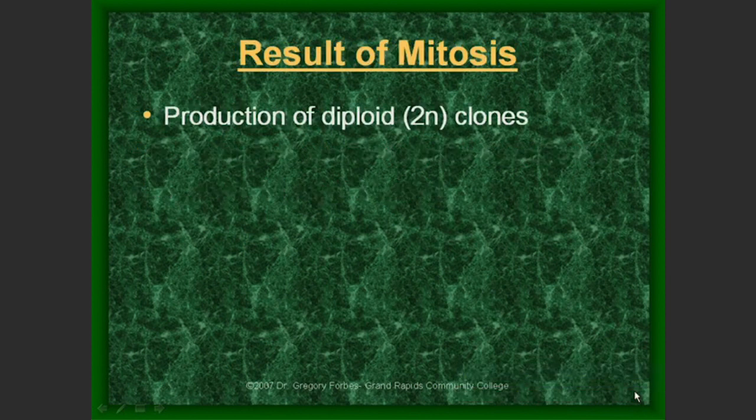Let's take a look now at the result of mitosis. The result of mitosis is production of diploid clones.